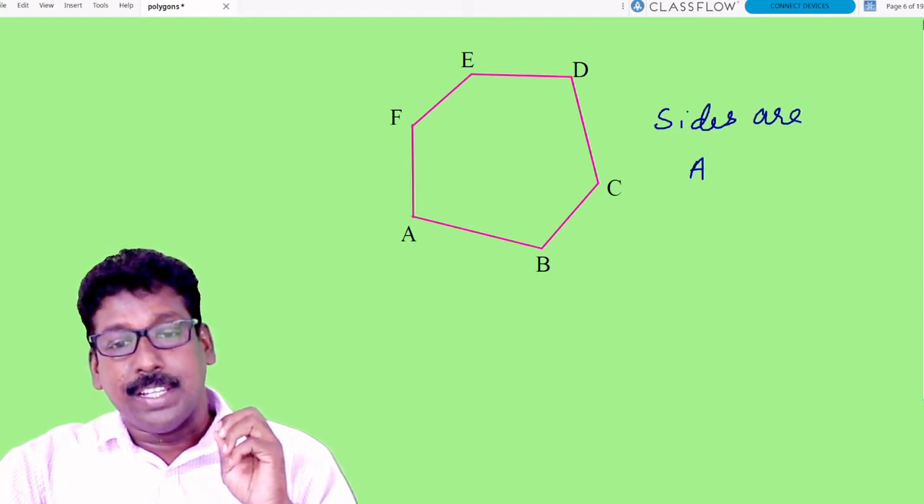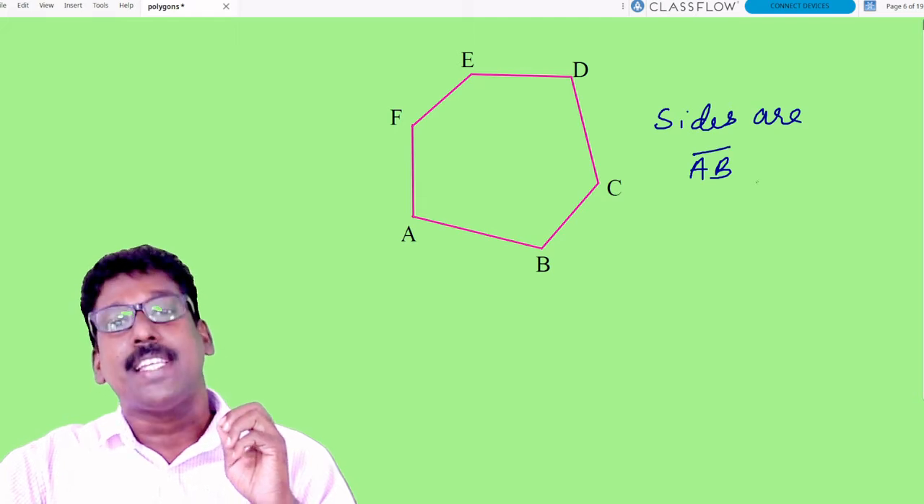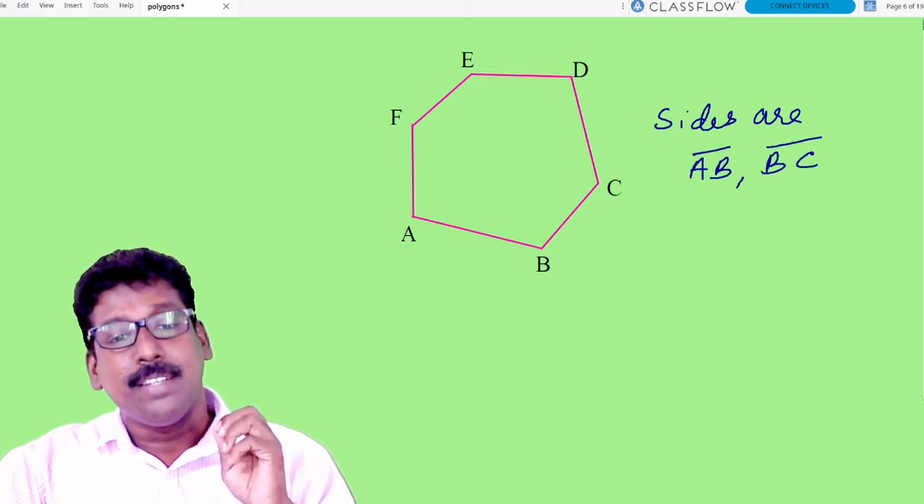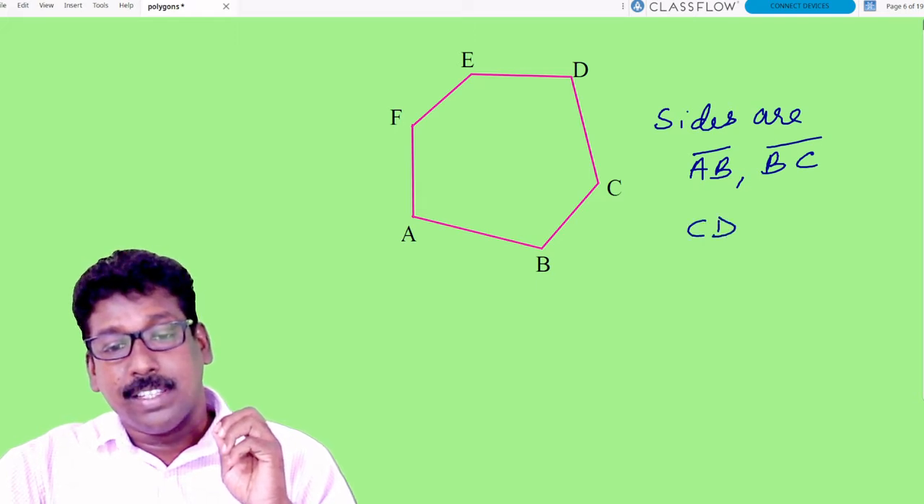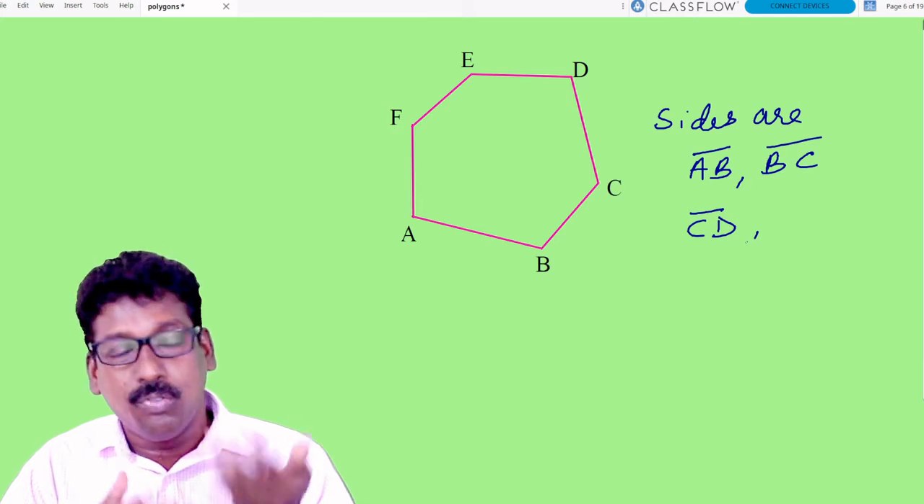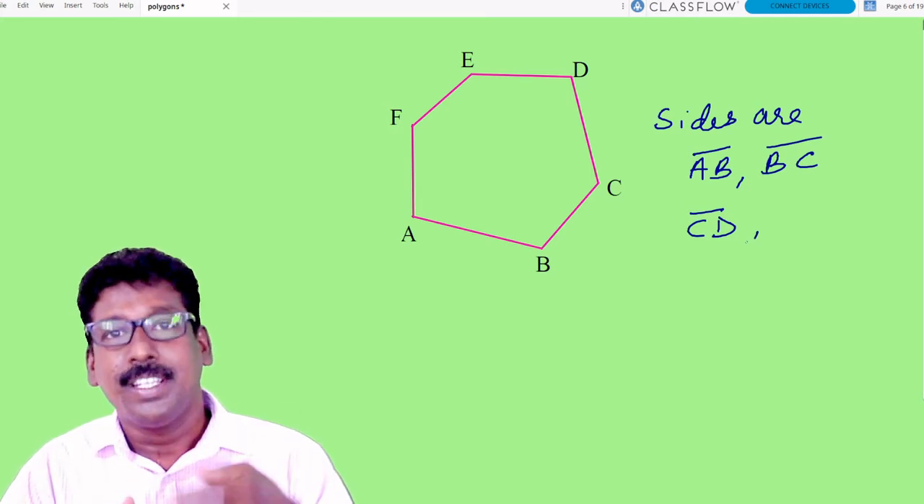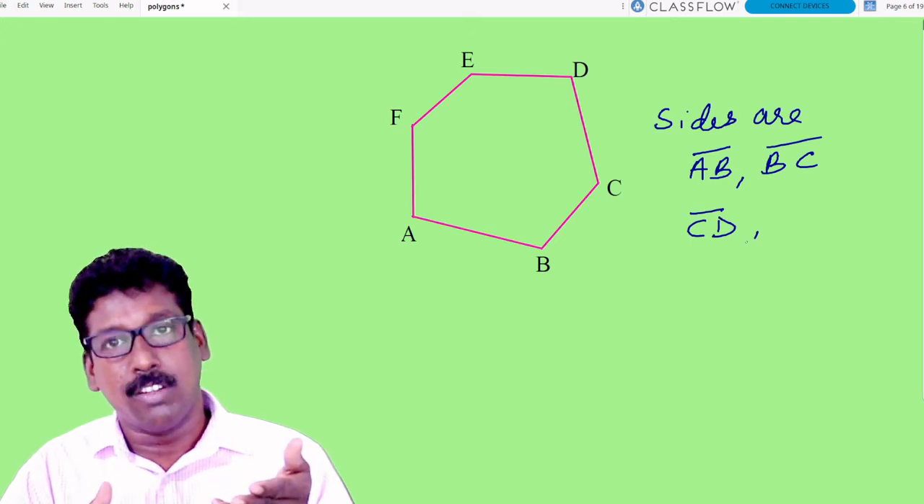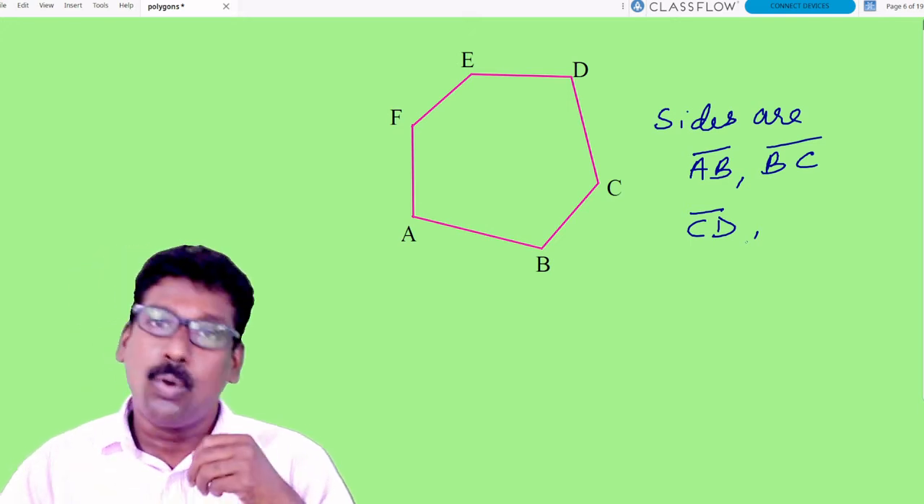You can write the line segment AB is a side. Similarly, another side you can say BC. Next side you can say CD. Then what are the other sides? Of course, they are DE, EF and FA. These are all called the sides of the polygon.